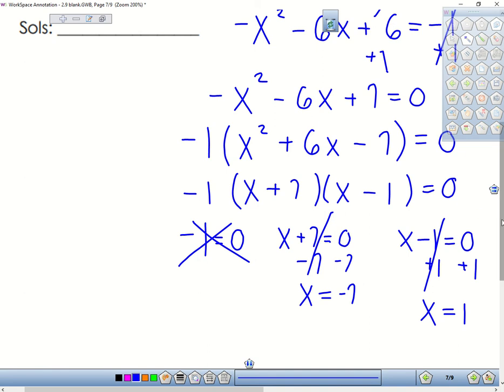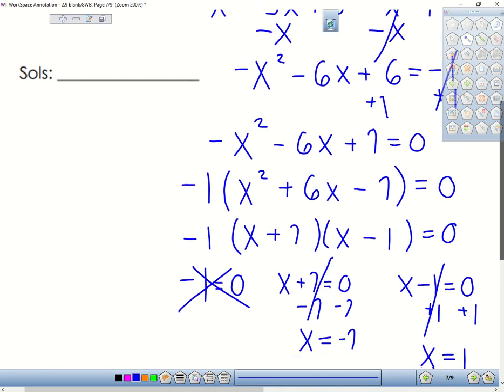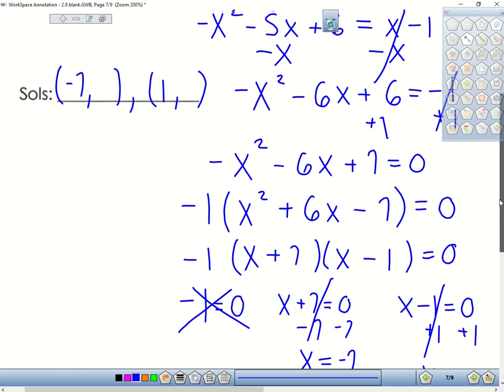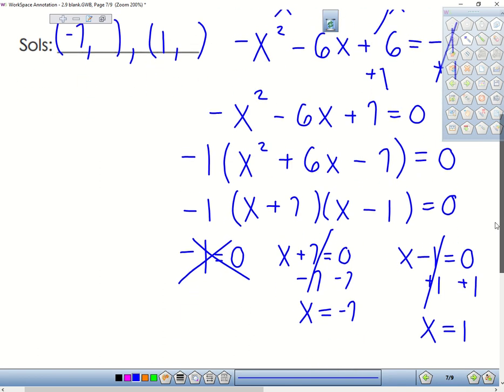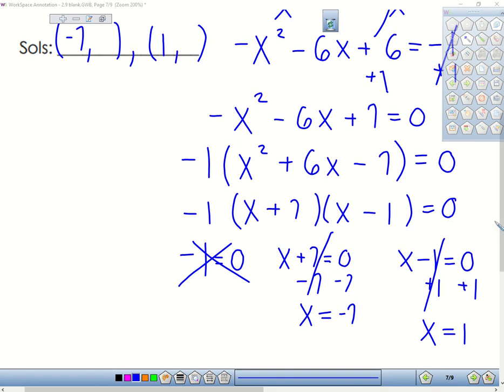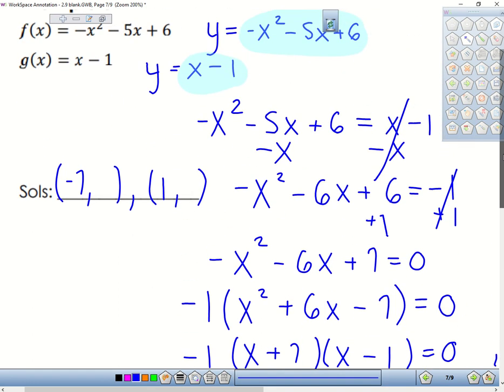So we have two solutions so far. Well, we have two partial solutions. So my one solution is (negative 7, something) and (x, something). So in order to get the full solutions, we need to know the y-coordinates of those two x's that we just found. So does anybody have any idea of how we could do that?